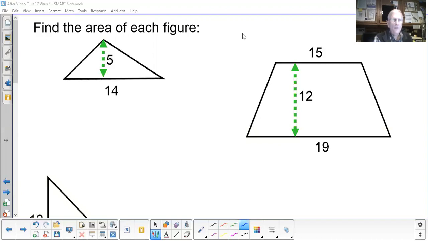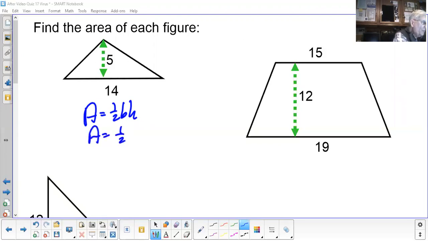So here we go. You recognize the first figure in the upper left-hand corner as being a triangle. So we're going to determine the area of the triangle. Remember, you always write the formula first. A equals 1/2 BH. The base, of course, is 14. Its height is 5. So you simply go A equals 1/2 times 14 times 5. I could cancel the 2 with the 14 in my head and just do 7 times 5, which is 35. So the area of this figure is 35, and it would be square units.